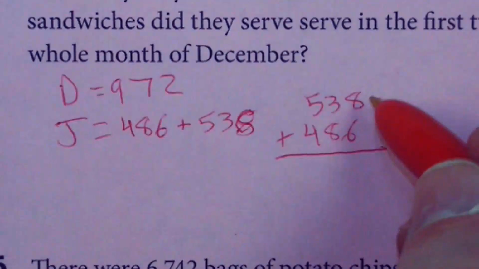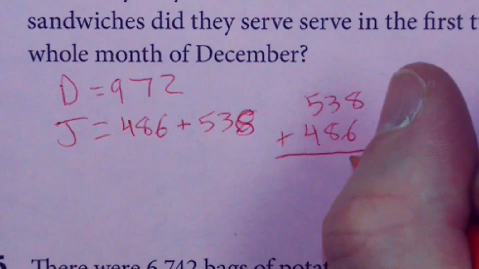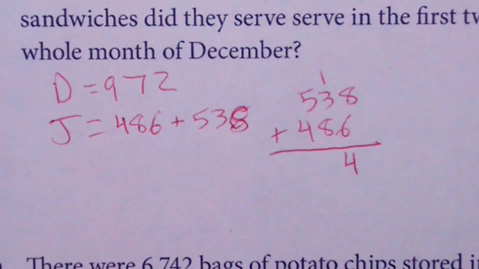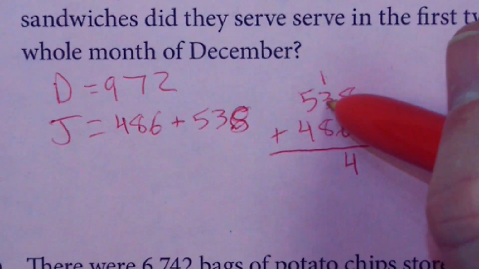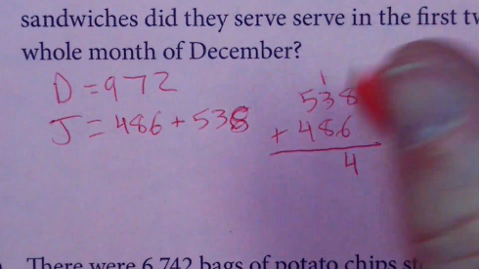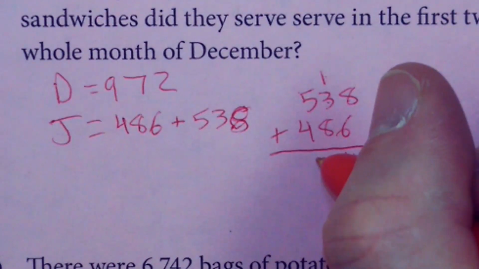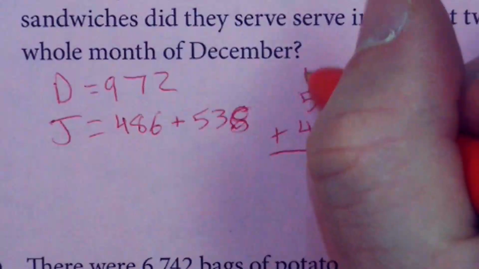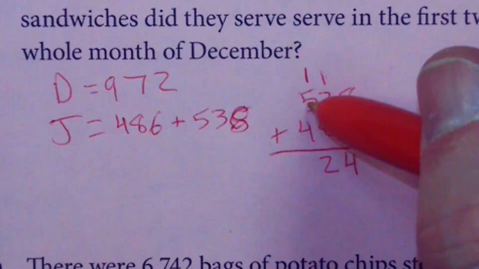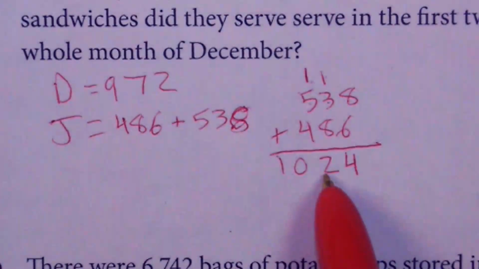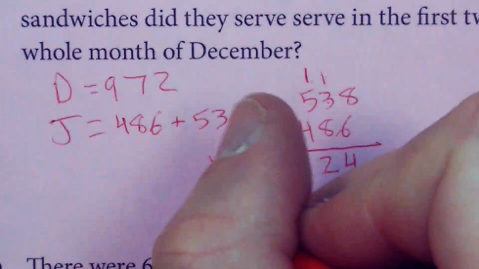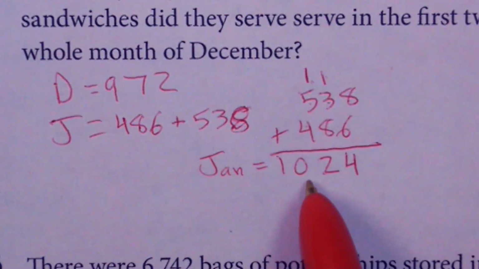Stack and add. 8 plus 6 is 14, carry the 1. 1 plus 3, 4. Plus 8, 12. Carry the 1. 5 plus 1 is 6. Plus 4, 10. So in January, they served that many breakfast sandwiches.